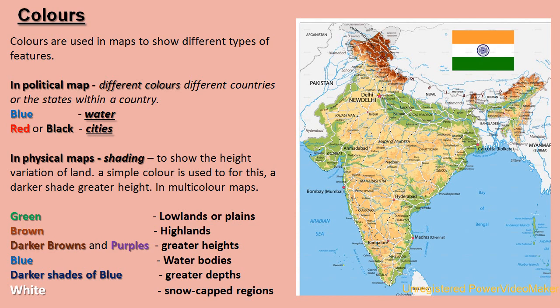Then darker shades of blue are used to show the depth of the water body. If there is a dark blue color, that means that area is having the deepest part of the water body. Then the white part, just look at the northernmost area of the Indian map, which is marked with the white. That means that the area is having a snow-capped region, meaning snow-covered area, which is marked with the white.